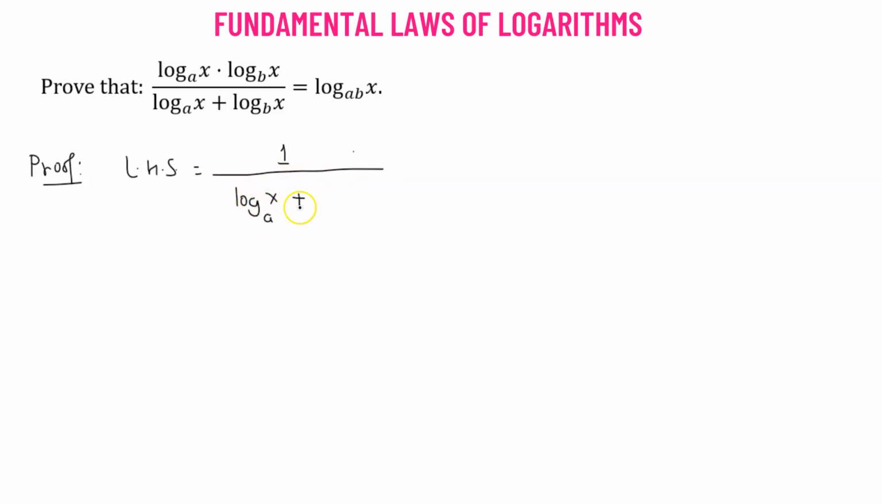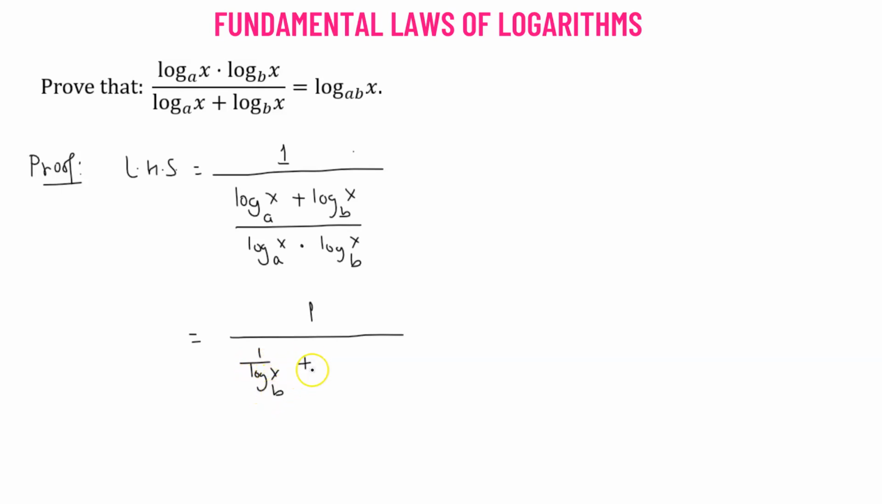with a base of a added to log of x with a base of b, divided by log of x with the base of a multiplied by log of x with the base of b. This will be further simplified to 1 over 1 divided by log of x with the base of b plus 1 divided by log of x with the base of a.